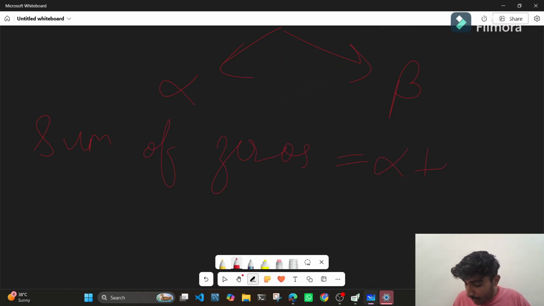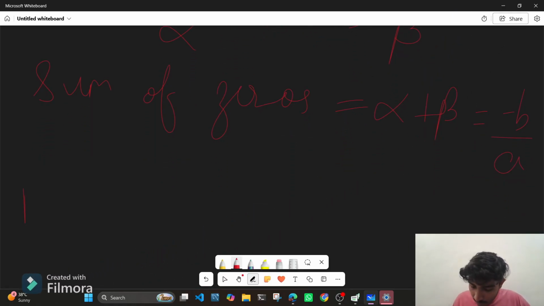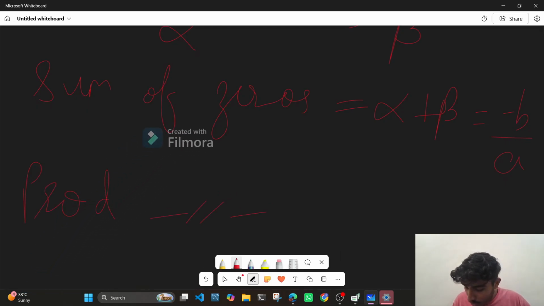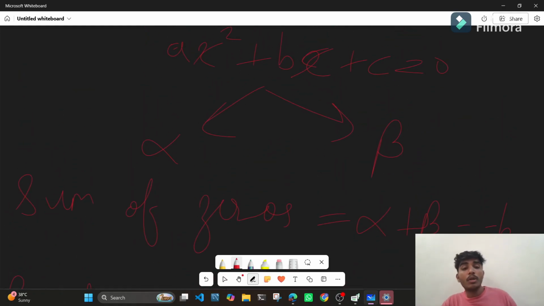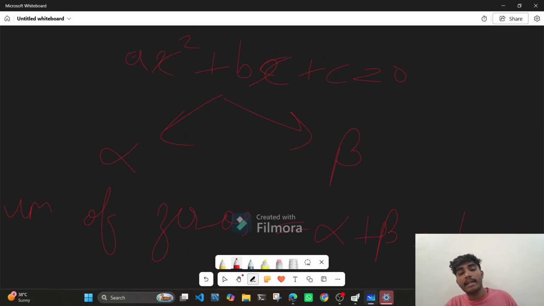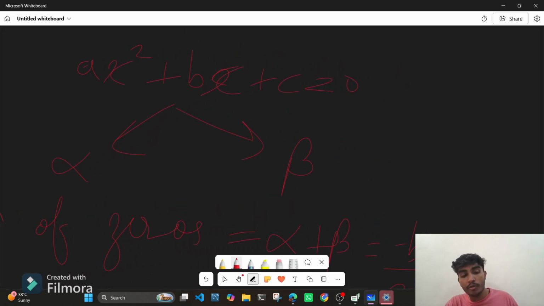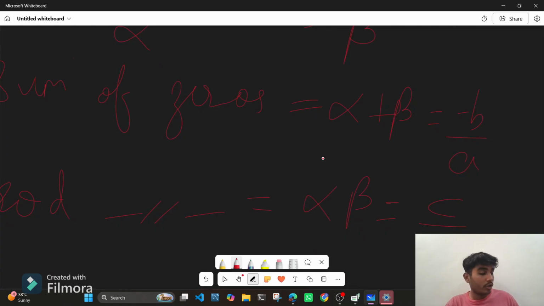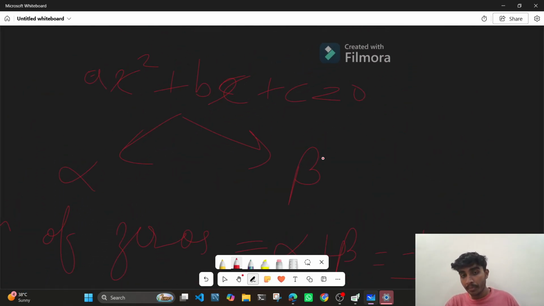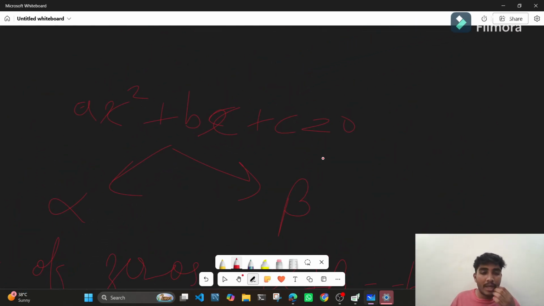is equal to alpha plus beta is equal to minus b by a, and the product of zeros is equal to alpha beta is equal to c upon a. So suppose you are asked for the sum of roots, that is, the sum of zeros, and the product of zeros of this quadratic equation, what will you do?